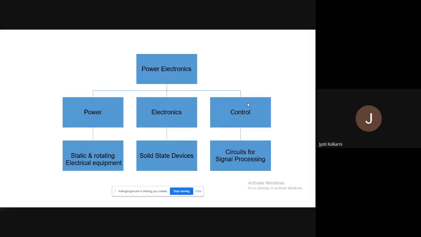And the other area is your programming. You can use C language or Python language to control your power semiconductor devices. So these are all fields of control where we can control the signals which are going to process the operation and control the operation of power electronics. So basically power electronics has three streams. First is power, second is electronics, and third is control.